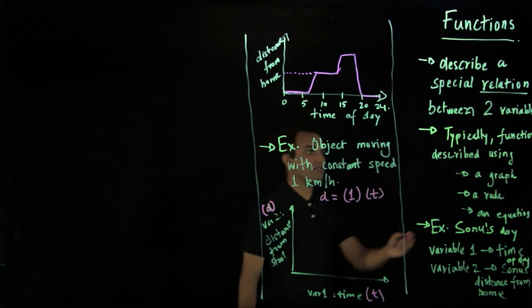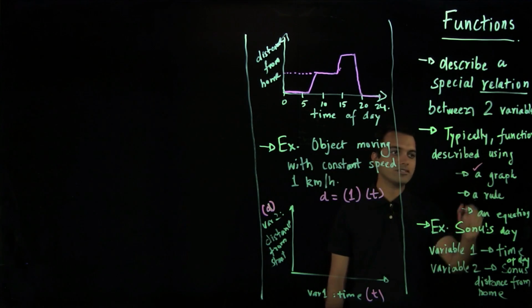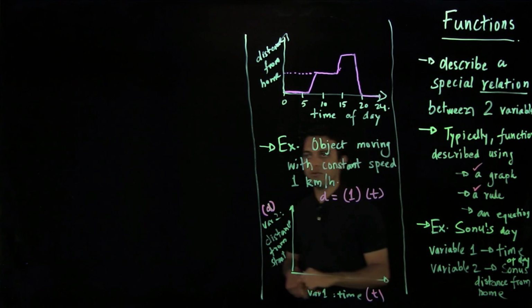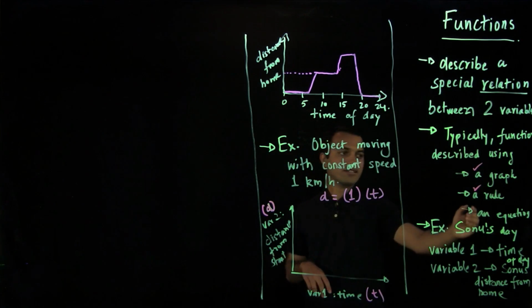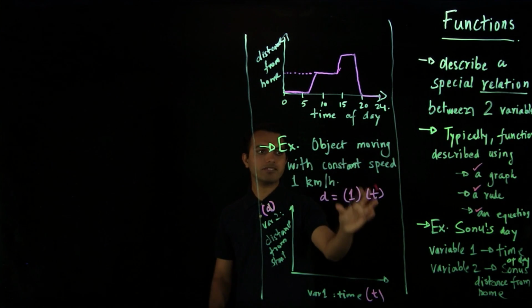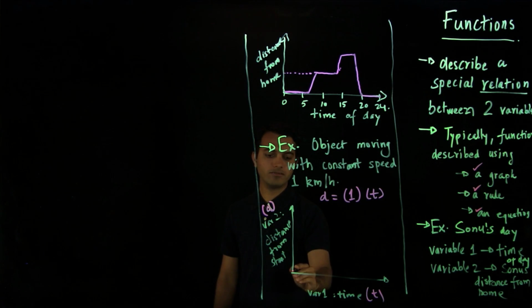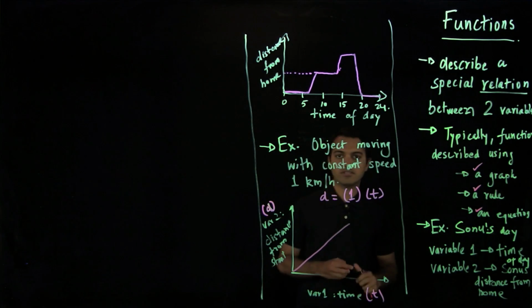So we saw that a function can be described by a graph, a rule. At first the rule was where you are from home, or it could be a rule like an object moving with constant speed. And then at times we also use equations, and they are interchangeable. So here we can write this rule as an equation and this equation as a graph. So let me try to draw a straight line, and this is how the distance varies with time.